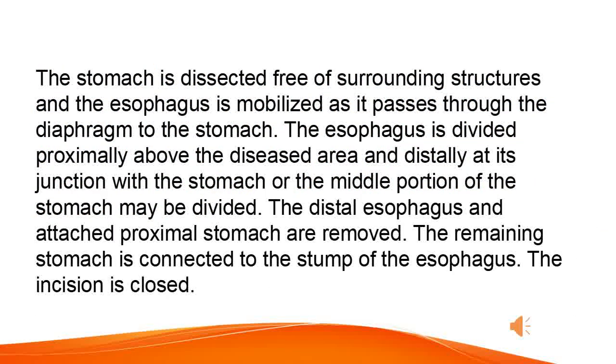The stomach is dissected free of surrounding structures and the esophagus is mobilized as it passes through the diaphragm to the stomach. The esophagus is divided proximally above the diseased area and distally at its junction with the stomach, or the middle portion of the stomach may be divided. The distal esophagus and attached proximal stomach are removed. The remaining stomach is connected to the stump of the esophagus. The incision is closed.